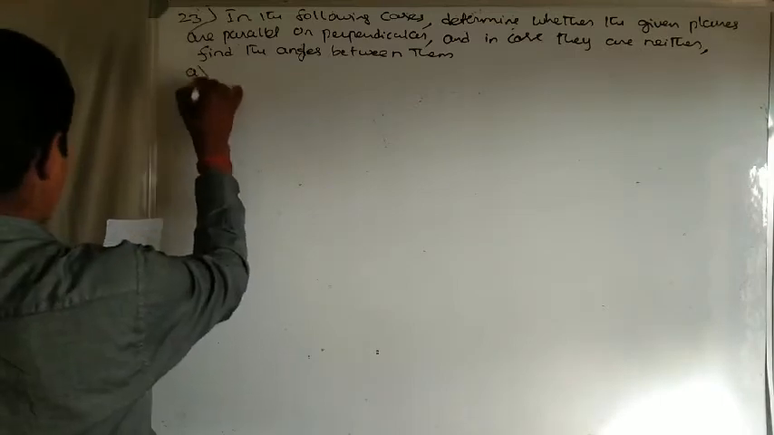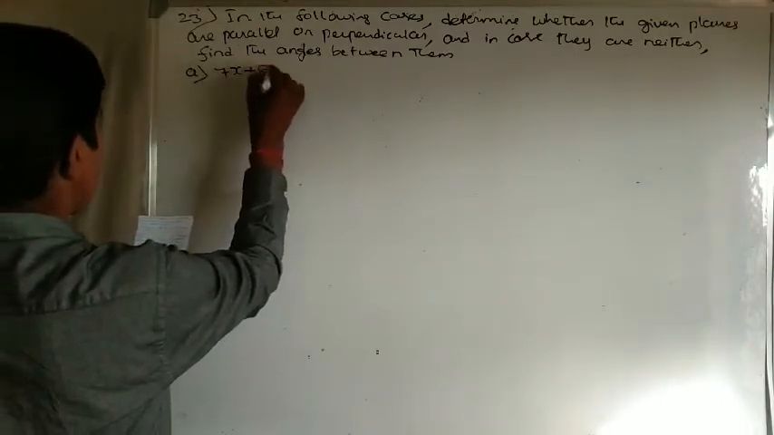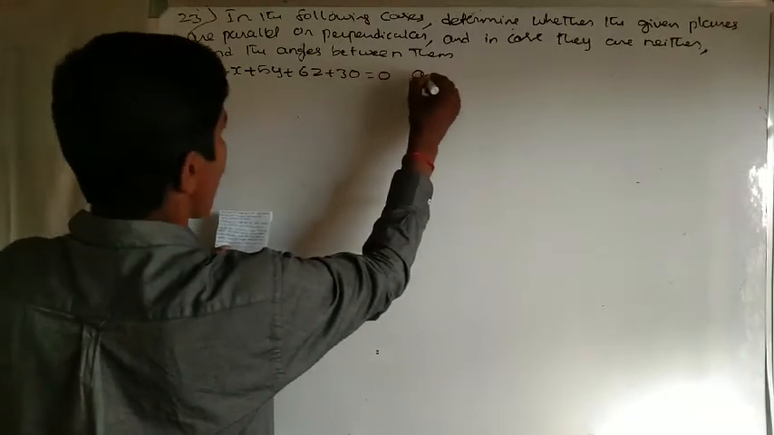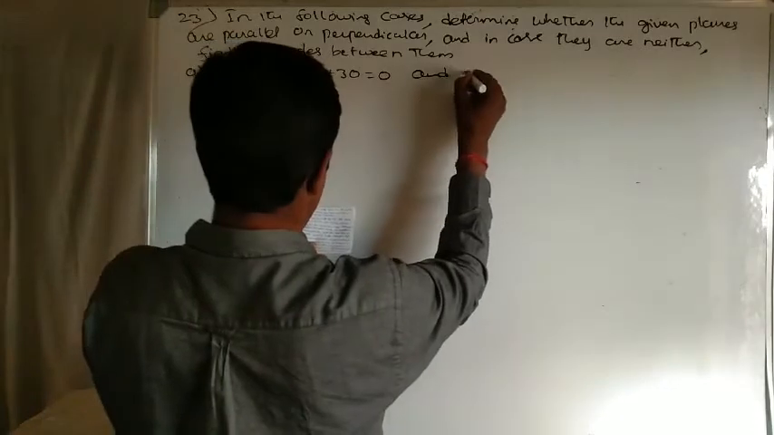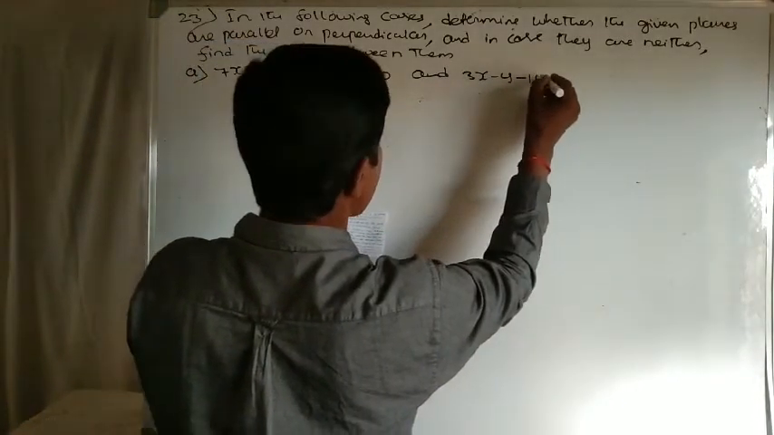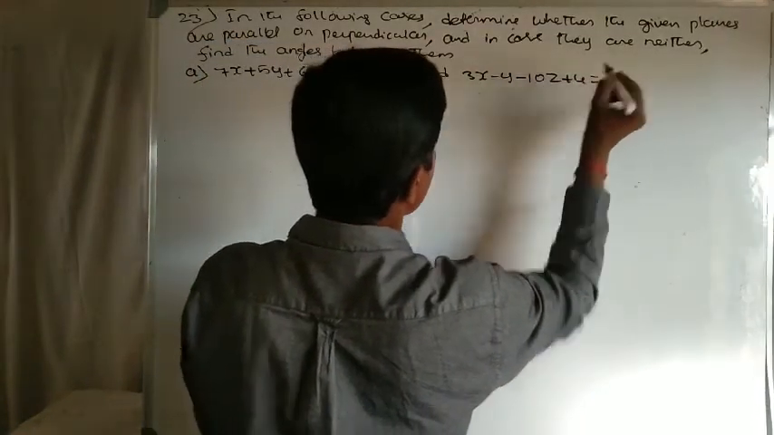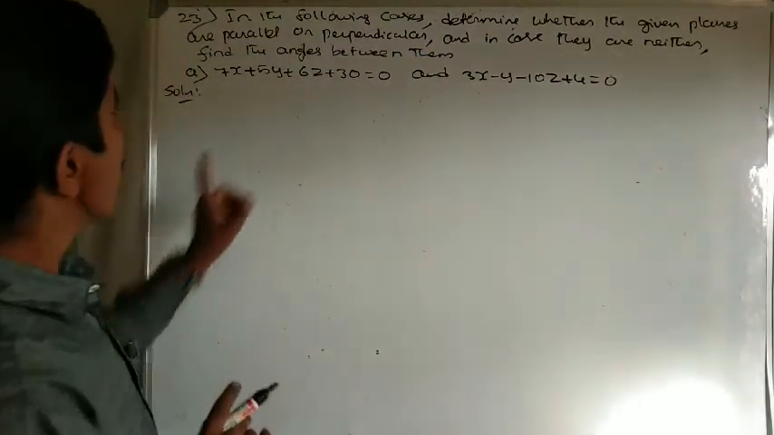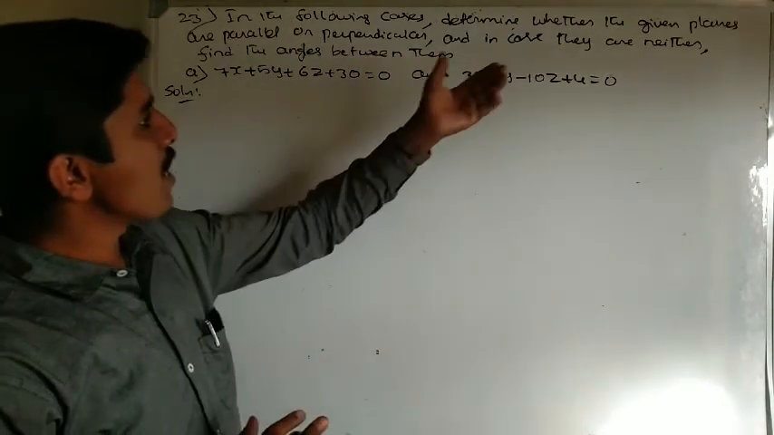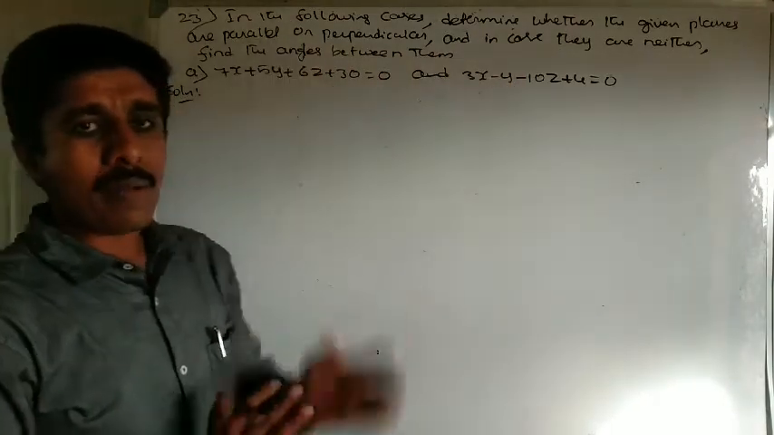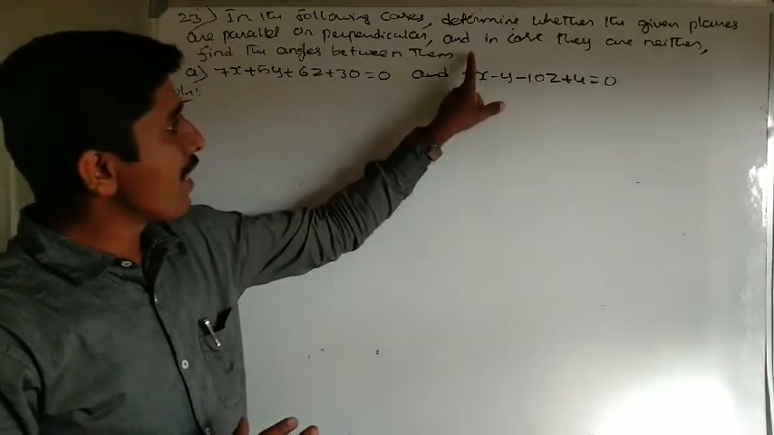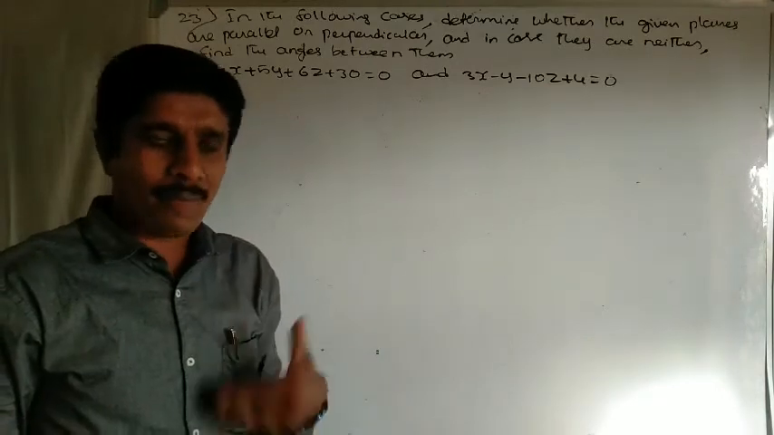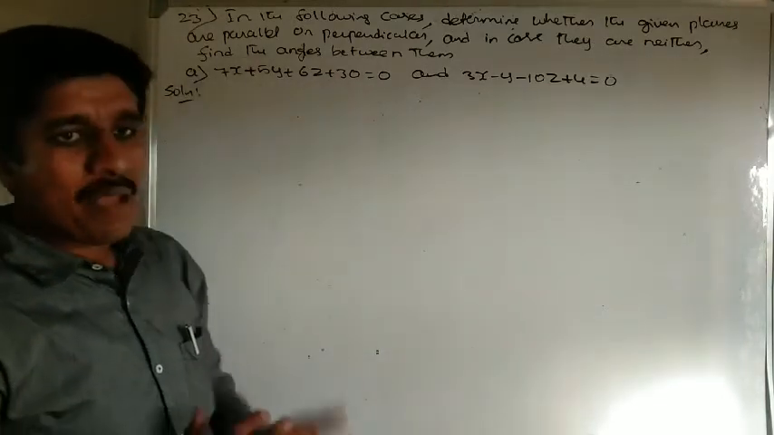First, the problem A. 7x plus 5y plus 6z plus 30 is equal to 0, and 3x minus y minus 10z plus 4 is equal to 0. So read the problem. In the following cases, determine whether the given planes are parallel or perpendicular, and in case they are neither, that is, not parallel and not perpendicular, find the angle between them.